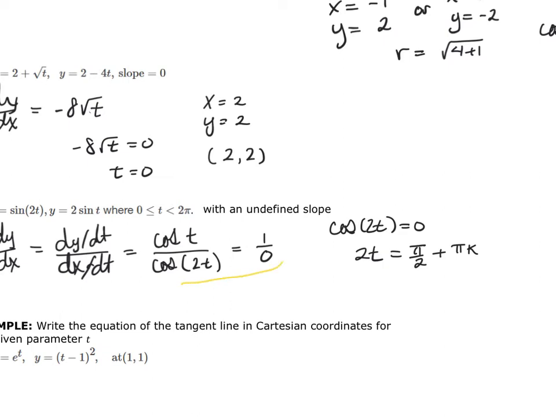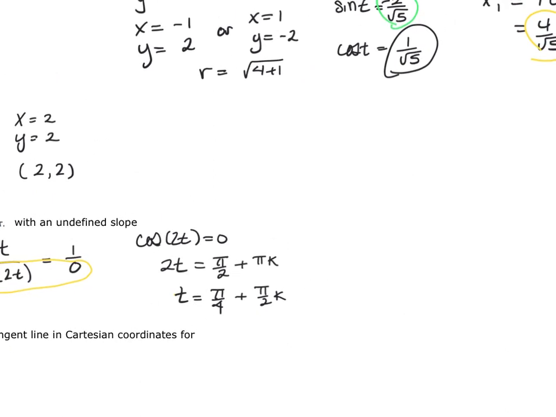So I really just focused in on this part of it. I want to make sure that that denominator is equal to 0. So then I have t, dividing everything by 2, I'm going to get t is equal to pi over 4, and then I'm going to get pi over 2k. To make my life easy, I'm going to make the same common denominator. So t is equal to pi over 4 plus 2 pi over 4k.